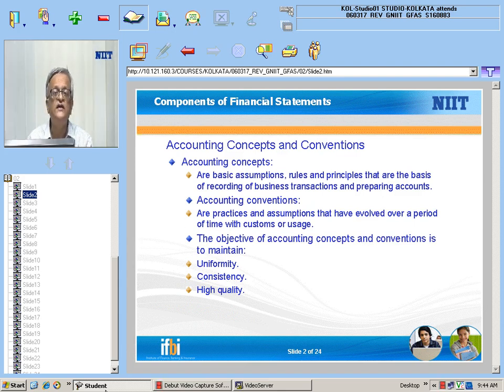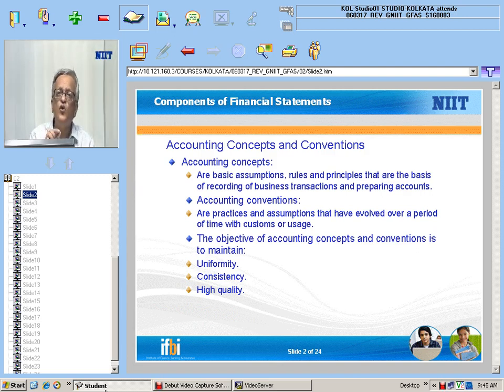Next is consistency. Consistency means whatever accounting principle you have chosen, based on that accounting principle, you have to do your accounting from one accounting period to the next. That means, in this financial year, I have chosen one accounting principle. In the next financial year, I change that accounting principle. In the third financial year, I again change the accounting principle. So what am I doing? I am not consistent. That means I am not remaining the same. I am changing constantly. That is not allowed.